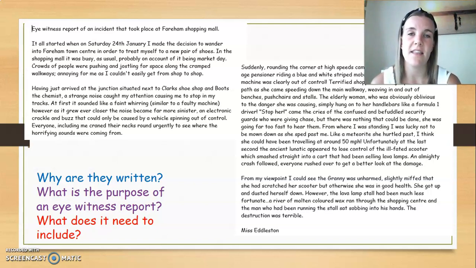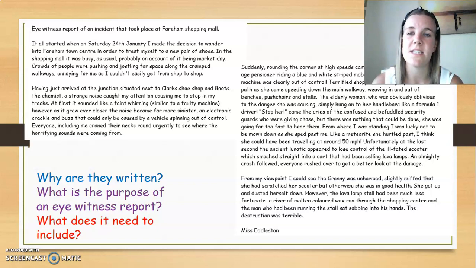Again, the order that Miss Eddleston has written it in, first of all, it's looking at what happened first, then what came next, then what happened next, and then what happened finally. So you can see the order that each paragraph is written in is chronological order. Again, there are adverbs of time, words like suddenly, without warning. Those sorts of adverbs of time tell us when things took place. So again, lots of similarities.